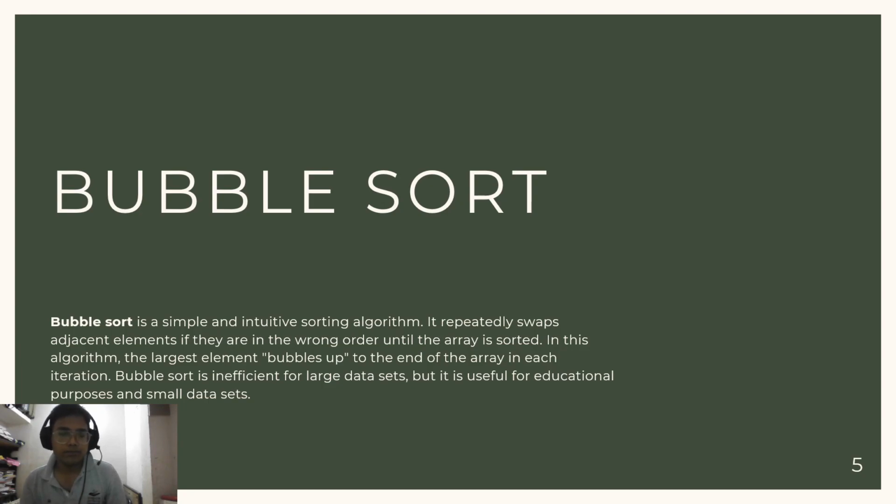What is bubble sort? Bubble sort is a simple and intuitive sorting algorithm. It repeatedly swaps adjacent elements if they are in the wrong order until the array is sorted. In this algorithm, the largest element bubbles up to the end of the array in each iteration. Bubble sort is inefficient for large data sets, but it is very useful for educational purposes and small data sets. It is very good when we have to explain some of the basics about sorting, and bubble sort is one of the good examples for it.